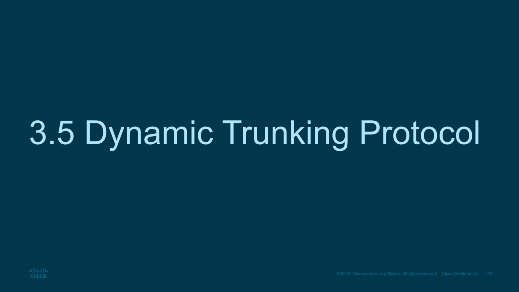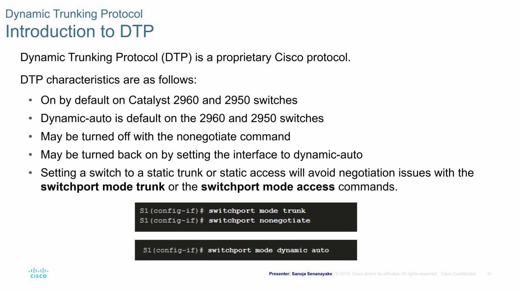Dynamic Trunking Protocol, or DTP. So here's an introduction to DTP, or Dynamic Trunking Protocol. It is a proprietary Cisco protocol. DTP characteristics include being on by default.